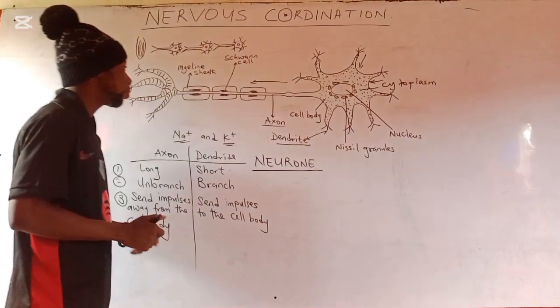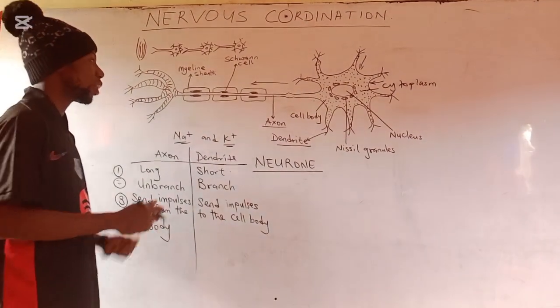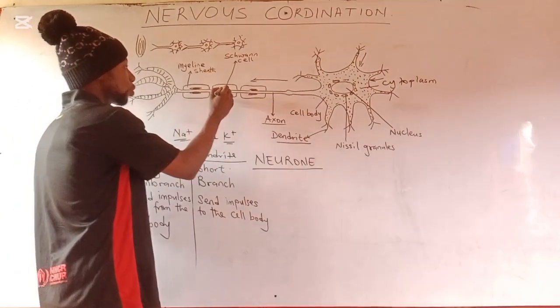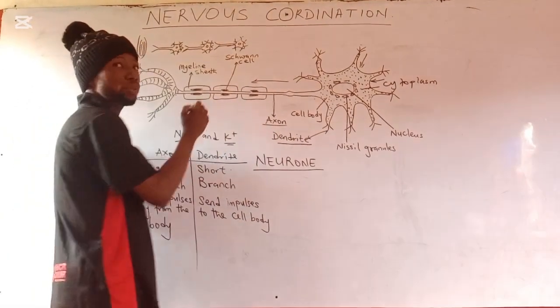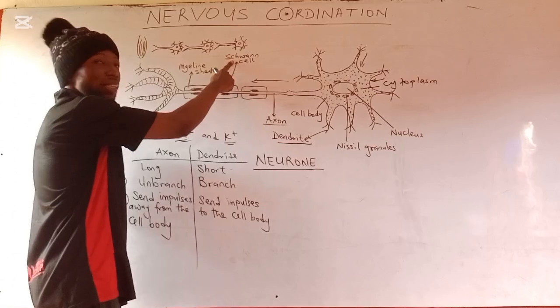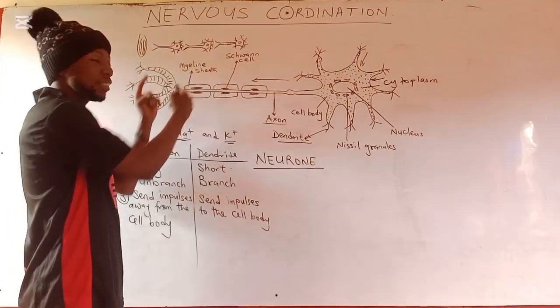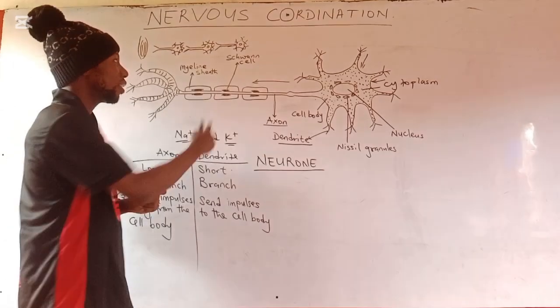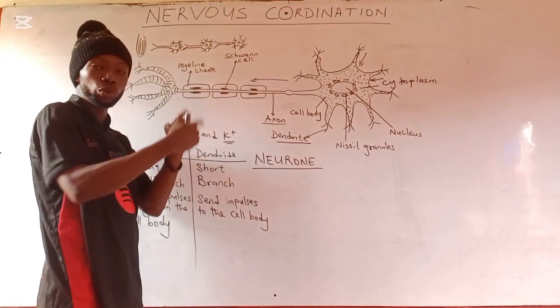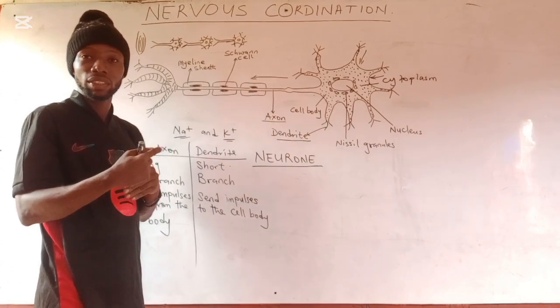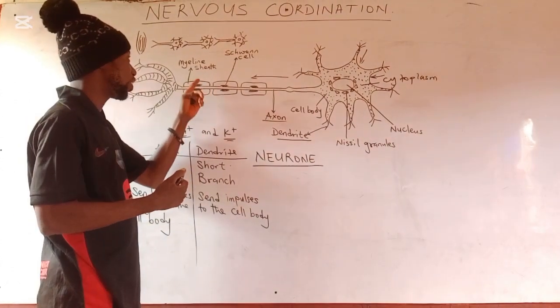Alright. Now, next we are going to look at other important structures of a neuron. This structure here is the Schwann cell. Then this here is the myelin sheath. The Schwann cell here produces myelin sheath. Do you understand? The Schwann cell produces myelin sheath.